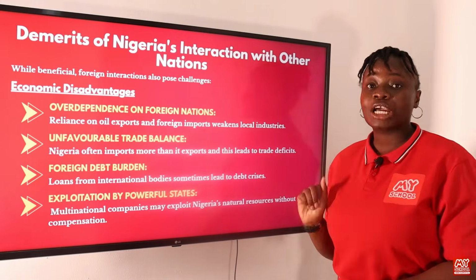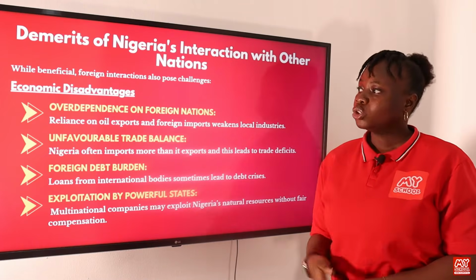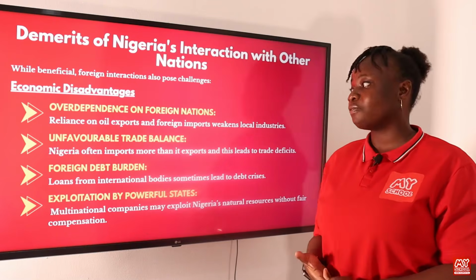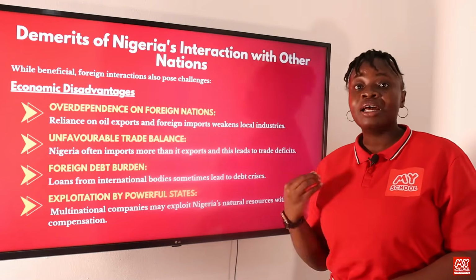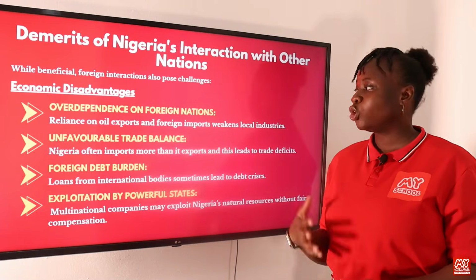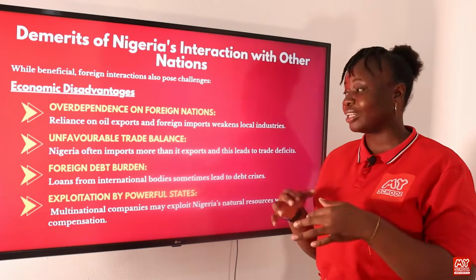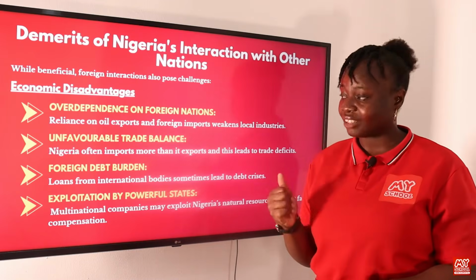Now we're going to discuss the economic disadvantages of Nigeria's interaction with other nations. So one of that is overdependence on foreign nations. So reliance on oil exports and foreign imports can weaken local industries. So the industries within our nations will not be able to function properly when people are not patronizing them. So the people might prefer to patronize imported goods rather than goods that are created in our local industry. So this can be an economic disadvantage.